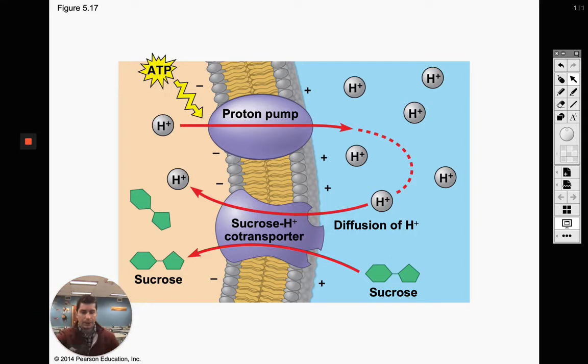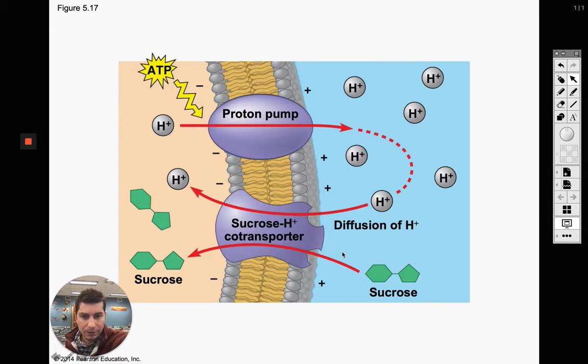There we go. Okay, so we pumped the protons to outside. We went from low to high concentration. And now what we're going to do, and I wish this picture had a little bit more sucrose available, but we are going to bind the hydrogen into this protein over here. In binding that hydrogen, it helps us to transport sucrose across our cell membrane and take sucrose into our cell to be broken down into glucose and then used by the mitochondria to supply ATP.